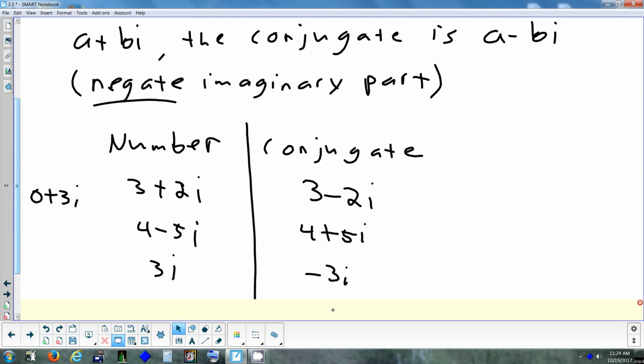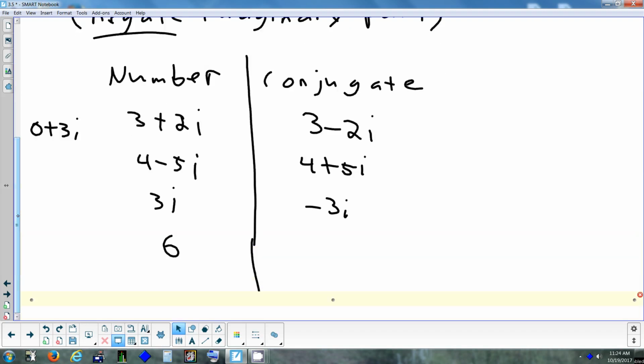If that one seems a little confusing, think of 3i like this. It has no real part. The conjugate of 0 plus 3i is 0 minus 3i. And that's what we just wrote. What's the conjugate of 6? 6 stays the same. You're like, well, wait, why don't you change the sign? Think of 6 like this: 6 plus no imaginary part. The conjugate is 6 minus 0i. Plus 0 or minus 0, same thing.